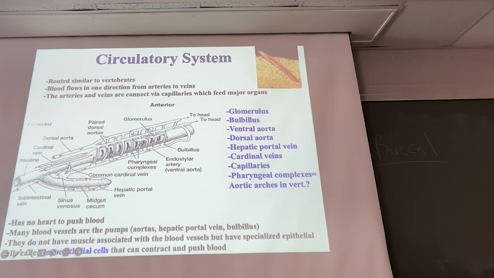But you can see there are veins, common cardinal vein, hepatic portal vein, right? They're draining into the sinus venosus, and then this can contract and force blood towards the head through a blood vessel that's running underneath or ventrally. This is the belly side of amphioxus. That's going to be called the ventral aorta, right? Now, it's running right through the middle of the endostyle. So it's also called the endostylar artery, which is homologous to the ventral aorta in vertebrates, right, or in fish.